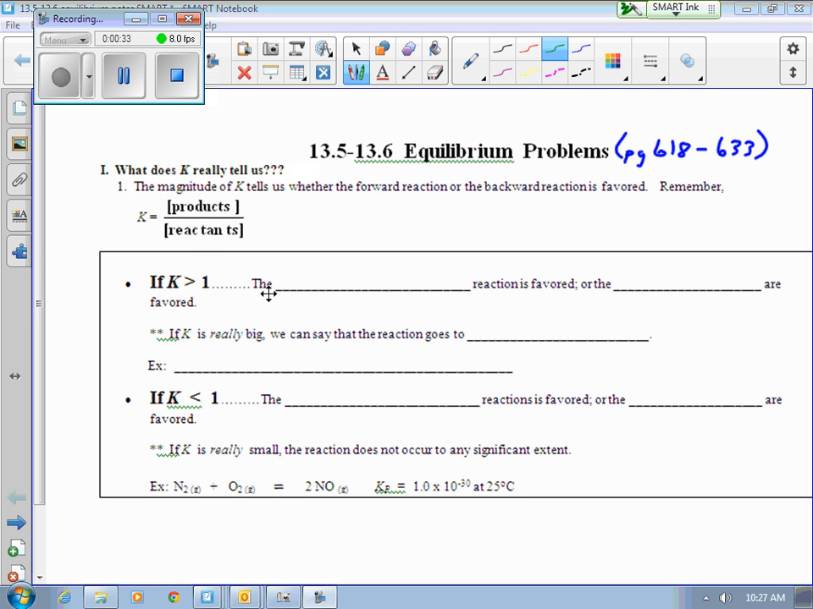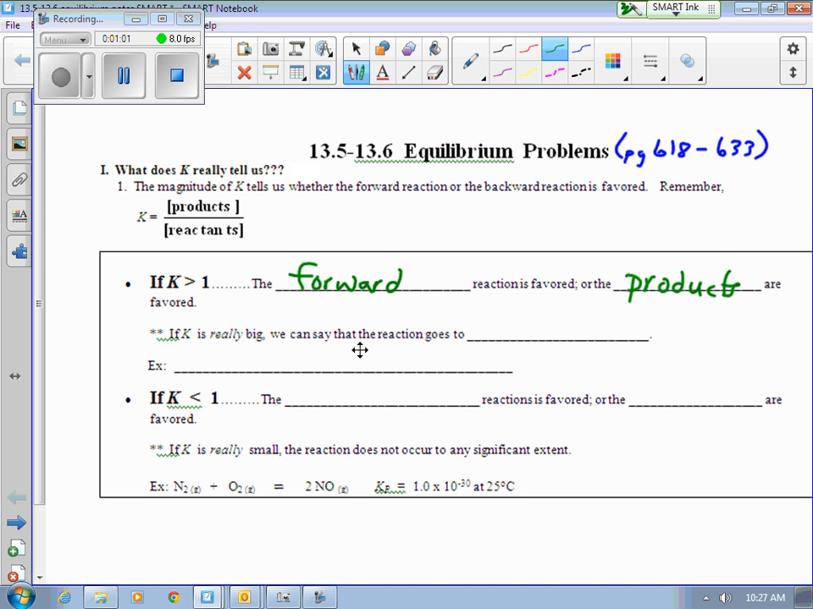All right, well, if K is a really big number, if K is greater than 1, then what we say is that the forward reaction is favored. And that makes sense because if the number is greater than 1, then the top is bigger than the bottom. So that means that the products are favored. Okay, so at equilibrium, you're going to have more products present than you are reactants. So therefore K is bigger than 1.